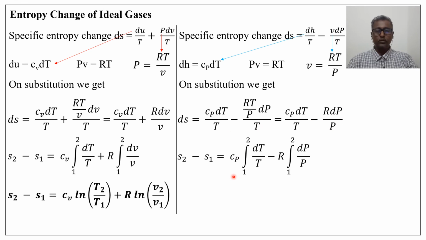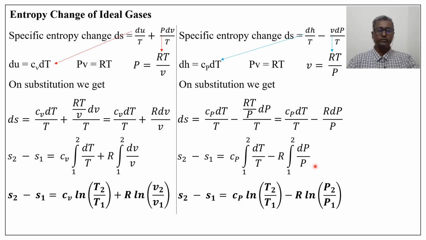To find the entropy change, we need to integrate. Cp is constant, take it out. R is a constant, take it out. So it is integral 1 to 2 of dT by T, minus R integral dP by P. We can integrate directly. S2 minus S1 will give, after integration, this equation.